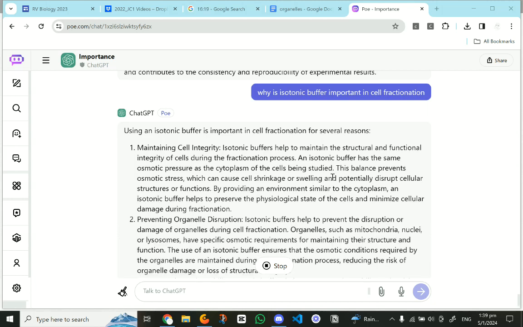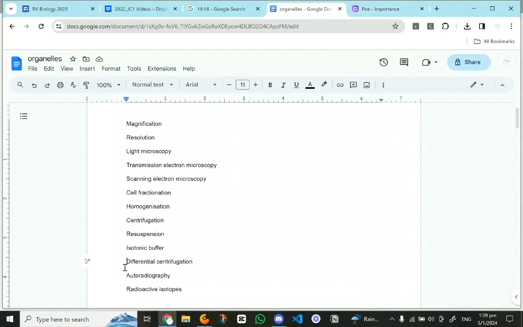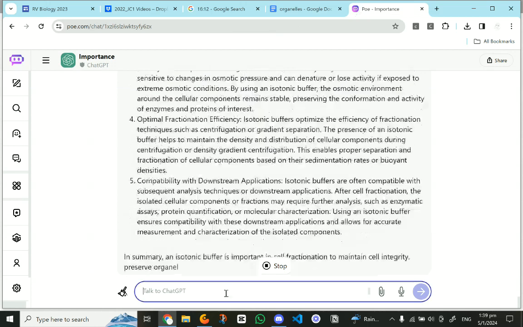Okay, so it's not to protect the organelles. Okay, it's simple. That's nice. Next one would be differential centrifugation.